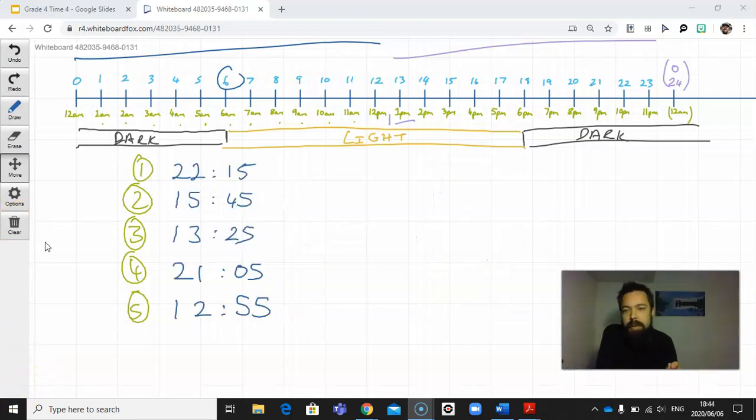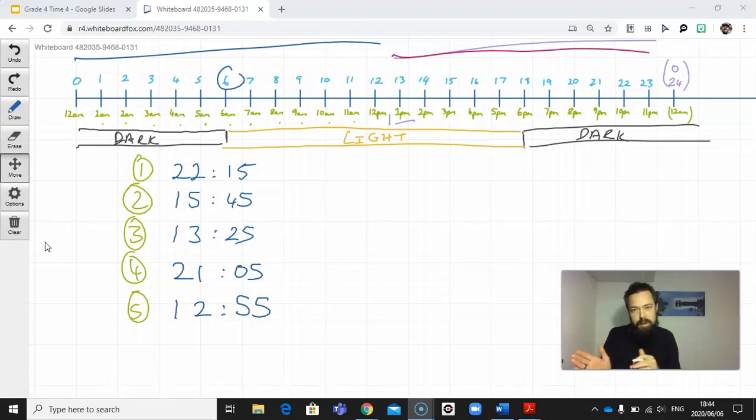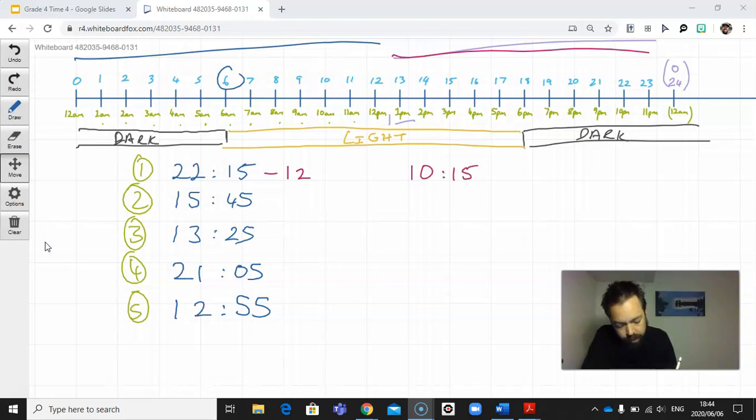Now I'm going from the 24-hour time back into the 12-hour time, and I've deliberately picked ones that are all in the second half, so in the afternoon. I've got 22, but I don't have 24 hours in my 12-hour clock, so I've got to minus the 12 from the first half of the day. 22 minus 12 gives me 10. Minutes stay the same. It's in the second half of the day, so it's past the middle, p.m.